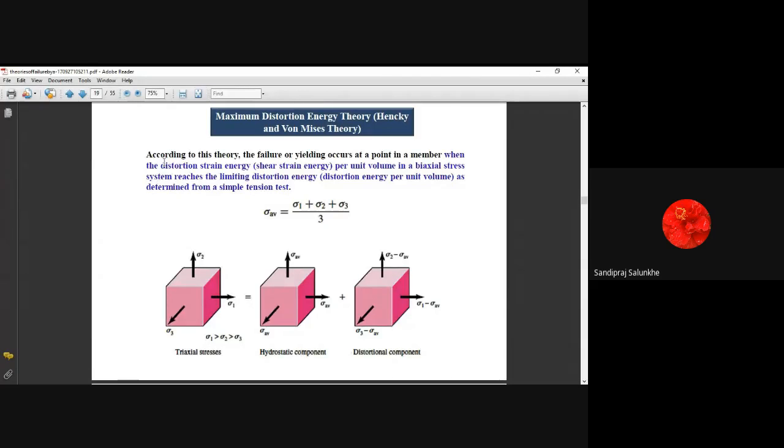And von Mises stresses. Okay, von Mises is also called as, so it is giving an idea about the three-dimensional stress. Now, graphically, it has been shown that in three directions, if you are going to apply force, suppose sigma 1 is in x direction, sigma 2 is in y direction, sigma 3 is in z direction.